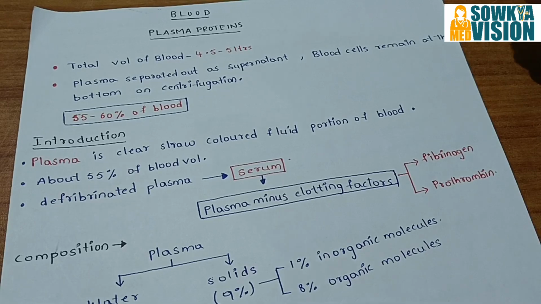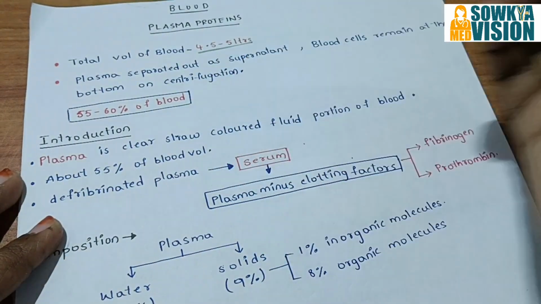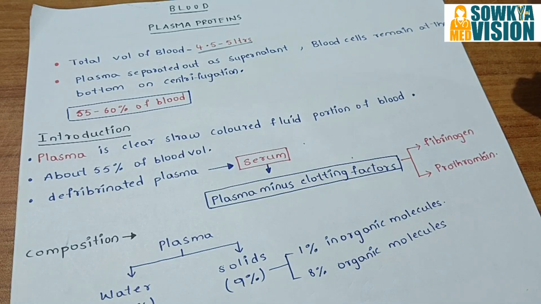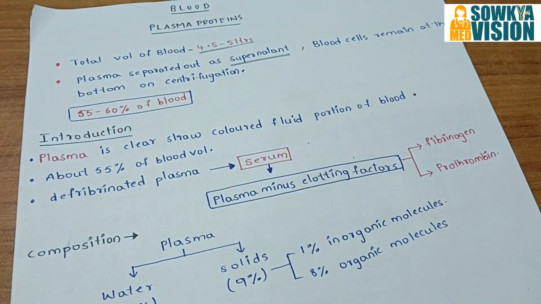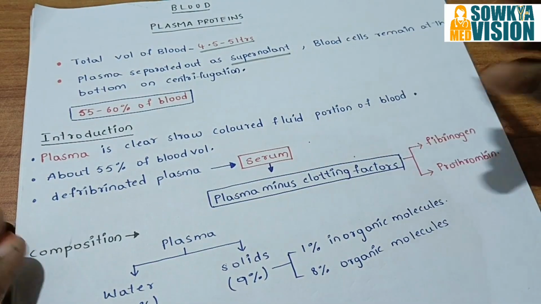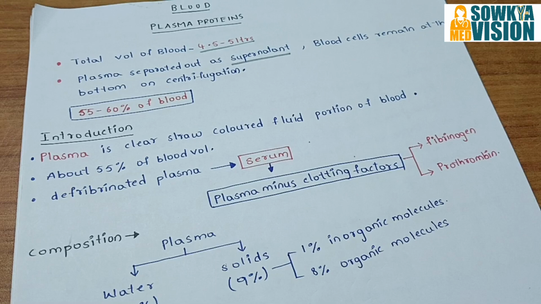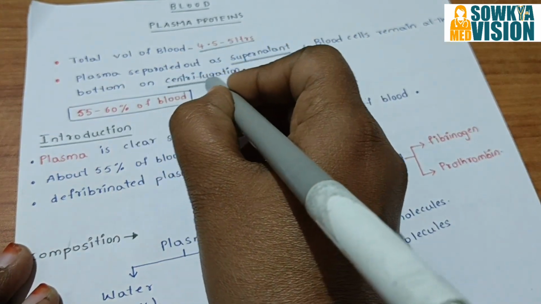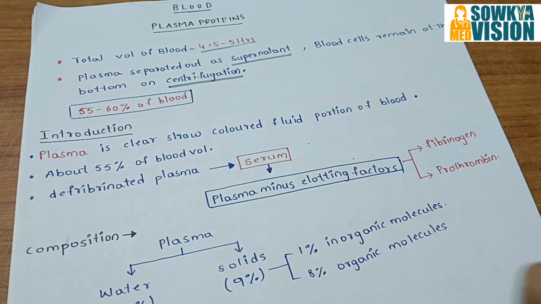Now here, the total volume of the blood in the human body is about 4.5 to 5 liters. Now, the plasma from the blood is separated as what? Supernatant. So plasma is separated out as supernatant, with blood cells remaining at the bottom, by the process of centrifugation. The remaining blood cells are settled at the bottom.